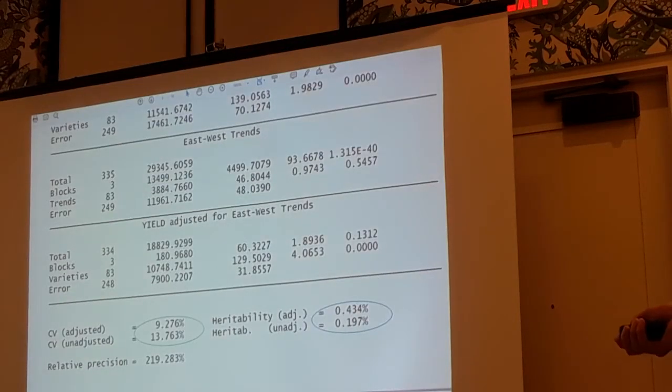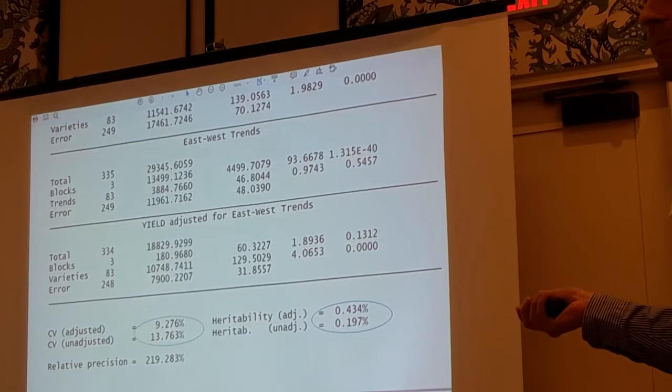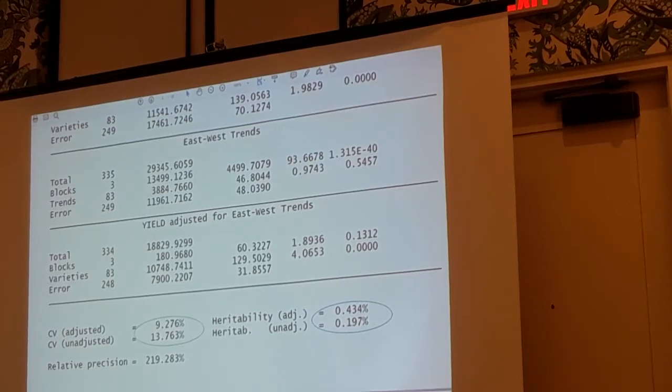And then at the bottom of the analysis, it shows you your CV value. Again, I was around 14, but it took the data after massaging it and accounting for a lot of this variability, it took me down to more like a 9. It increased the heritability from 0.2 to 0.4, so essentially doubling that.